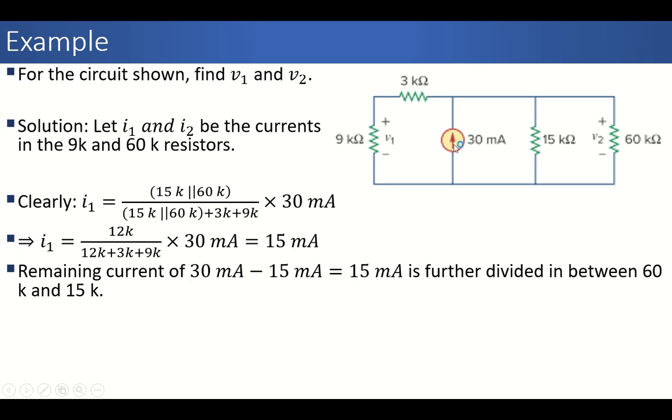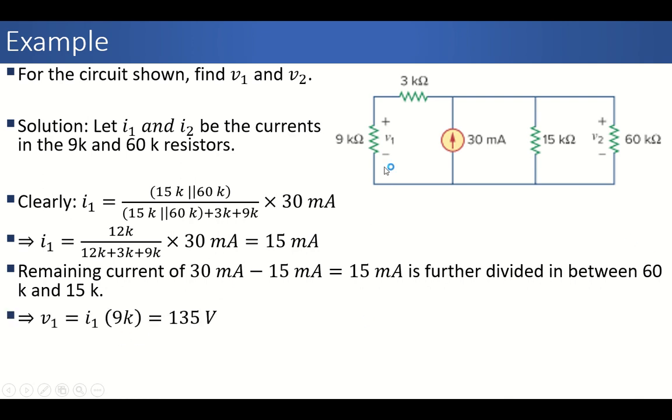One more thing, you can see that the remaining 15 milliampere out of the 30 milliampere is flowing here. So it means that this 15 milliampere is further divided between 60K and 15K.